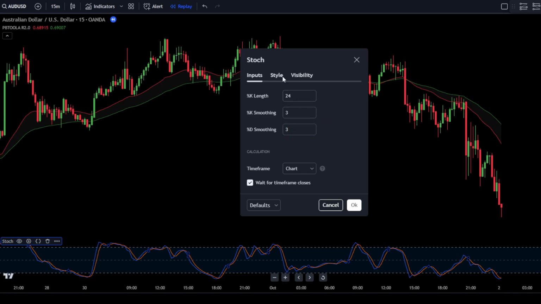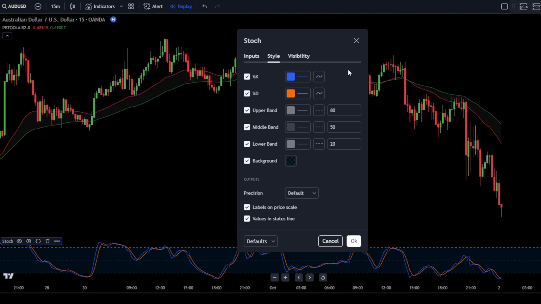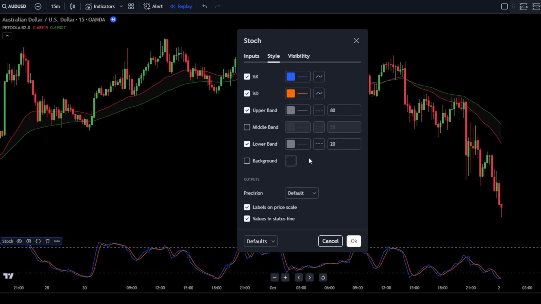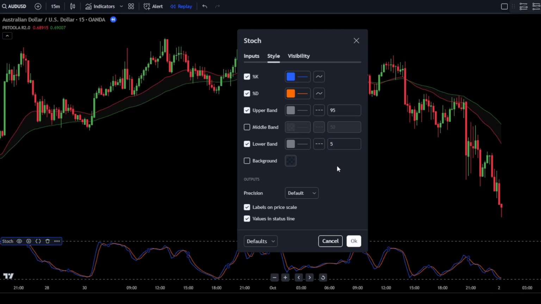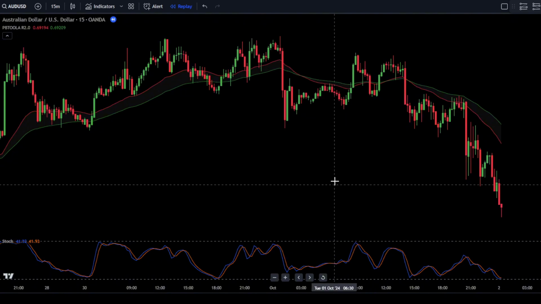Now, go to the Style tab. In the Style tab, uncheck the middle band and background options. After that, set the upper band level to 95 and the lower band level to 5. Once done, click OK to confirm the changes.